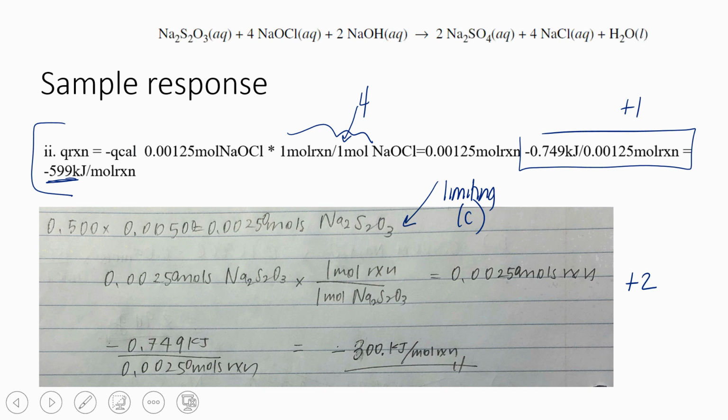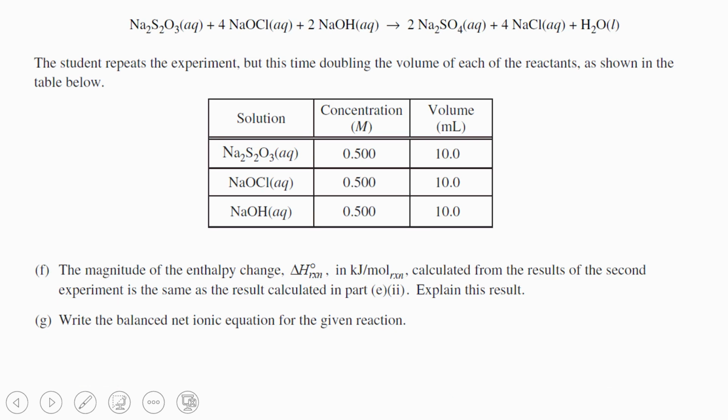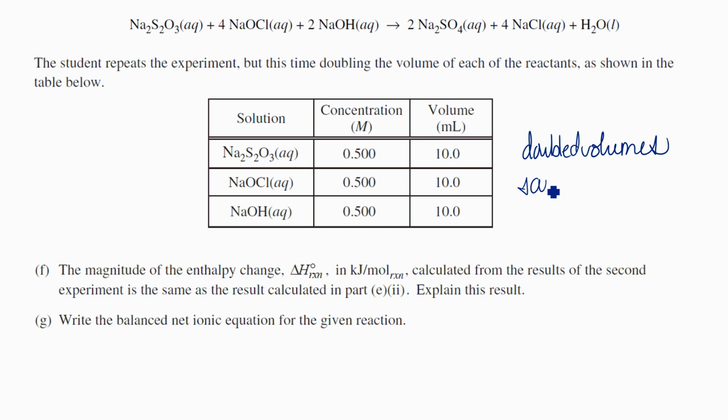Okay, so let's take a look at this one. If we're looking at F, oh yeah, sorry, remember what the question is. So if you're looking at F, if you compare this to the original data table, what's different here is we doubled all the volumes. And what they're saying is if we do this experiment, when we double all the volumes, we end up with the same delta H. And the reason why, so I want to explain this result.